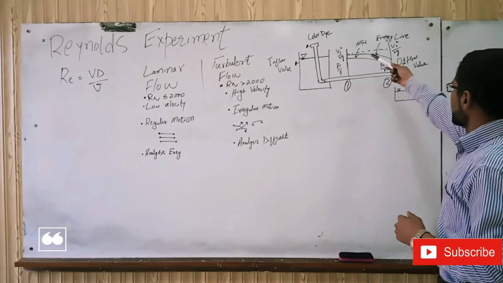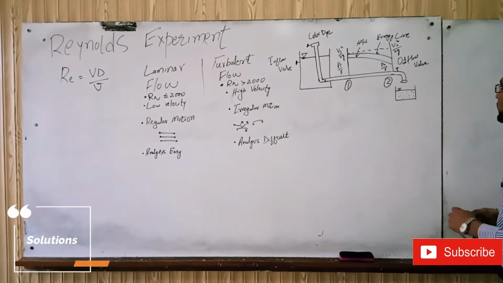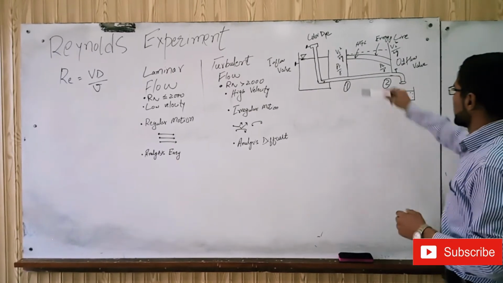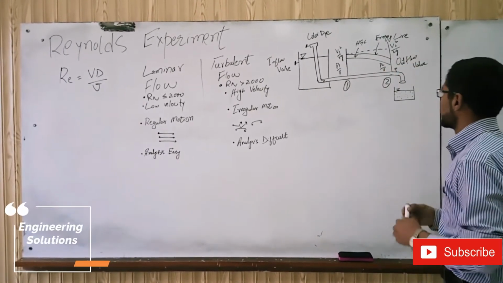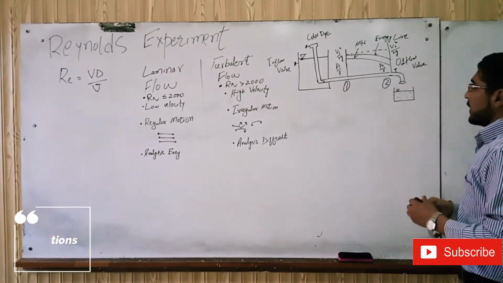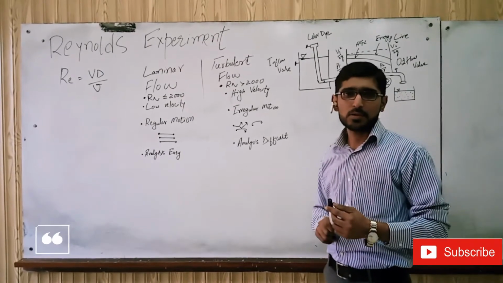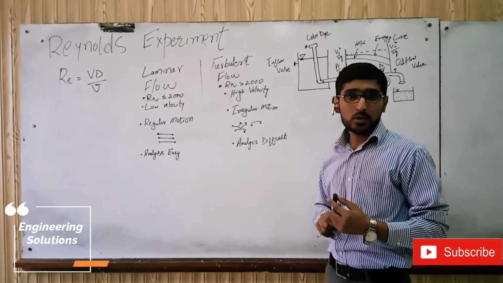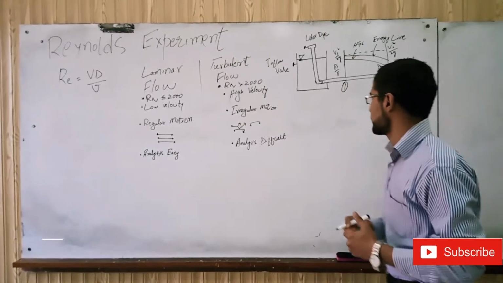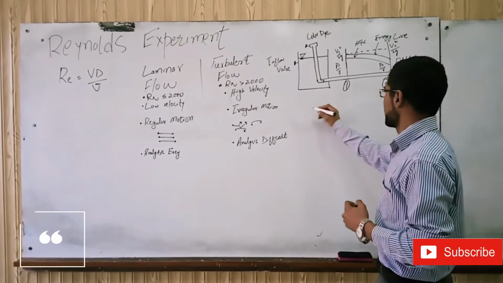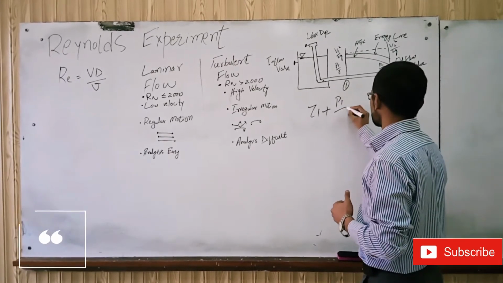Here we can draw the hydraulic grade line and energy line of the fluid, and in this portion velocity gradient and pressure gradient are shown. Reynolds used the energy equation to develop a relationship between head loss and pressure head. We can derive the relation by the energy equation, Z1 plus pressure.